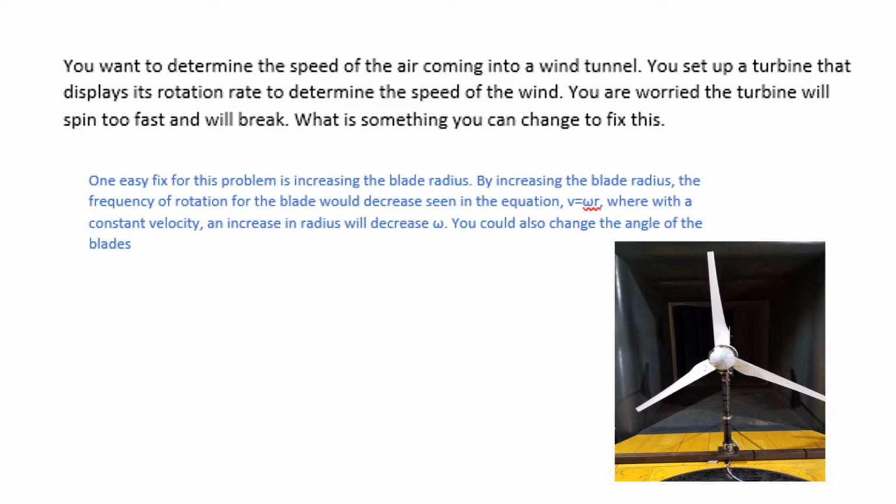For my answer, I said one easy fix for this problem is increasing the blade radius. By increasing the blade radius, the frequency of rotation for the blade would decrease, seen in the equation V equals omega r, where with a constant velocity, an increase in radius will decrease omega. You could also change the angle of the blades.